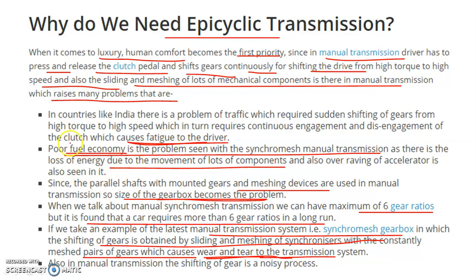Also, in manual transmission, the shifting of gear is a noisy process too. So there is noise. To avoid all these reasons, we need epicyclic transmission.